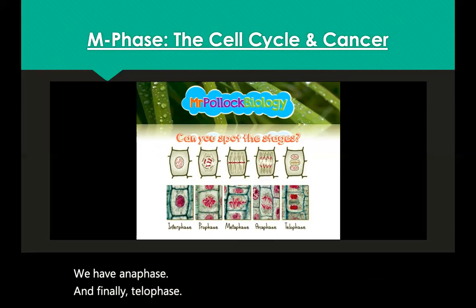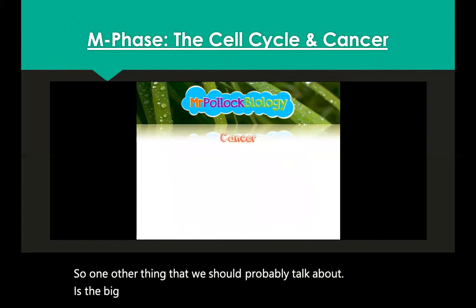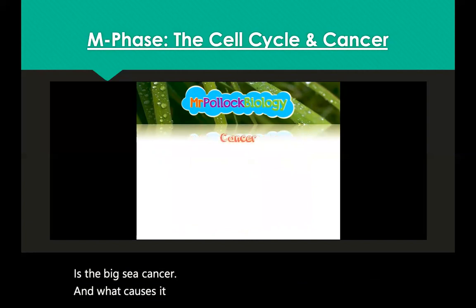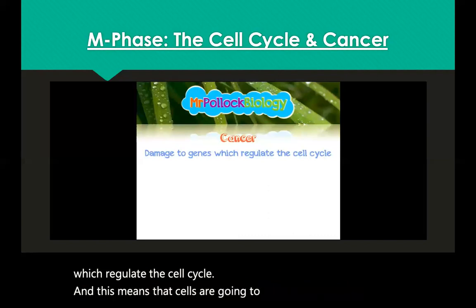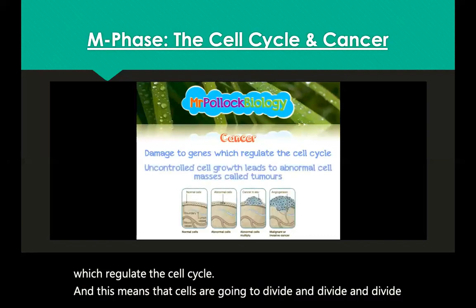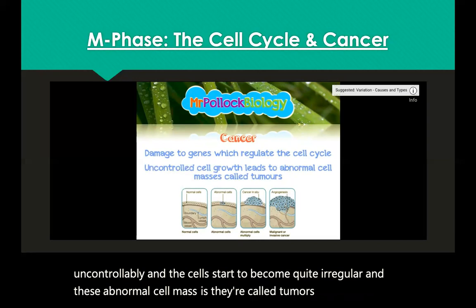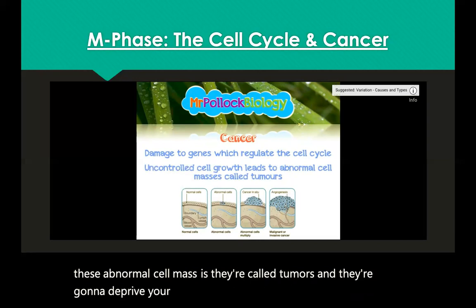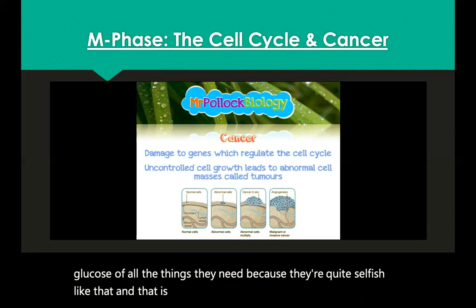So one other thing that we should probably talk about is the big C, cancer. And what causes it? Well, cancer is caused by damage to genes which regulate the cell cycle. And this means that cells are going to divide and divide and divide uncontrollably, and the cells start to become quite irregular. And these abnormal cell masses, they're called tumors, and they're going to deprive your normal cells, your regular cells, of oxygen, of glucose, of all the things they need, because they're quite selfish like that. And that is essentially cancer.